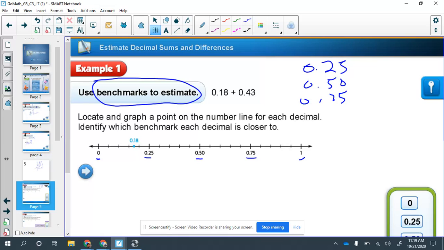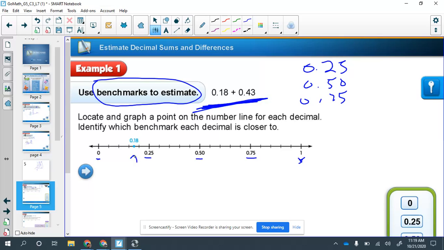And then, of course, 4 quarters is 1. So we can use these benchmarks to help us get a more exact estimate, right? Especially when we're working with numbers that are already really, really small. So the way that we're going to do this is if we're looking at 18/100 plus 43/100, right?